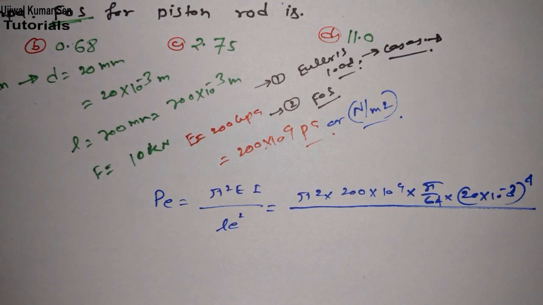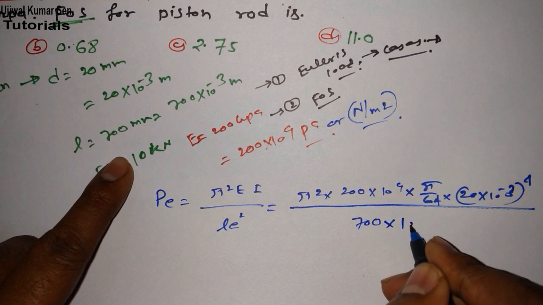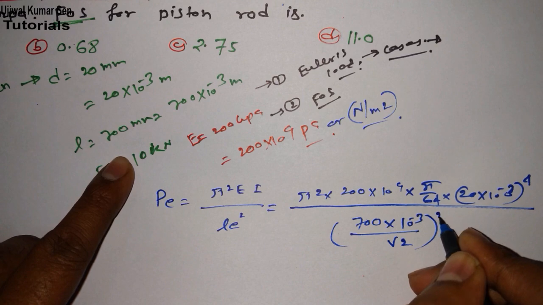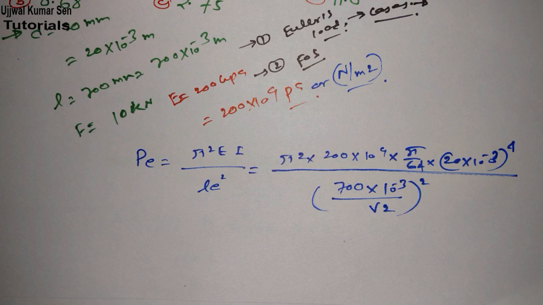Now LE, as I have already shared with you, in case of a beam, if one side is fixed and the other side is hinged, then effective length is equal to length by root 2. So length here is 700 × 10^-3, and with the reciprocal of root 2 it becomes squared. Got it? Now we have to solve this equation. After solving we'll get the answer, then we divide that answer by 10,000 Newton, and we'll get the answer. So this is all about the problem.